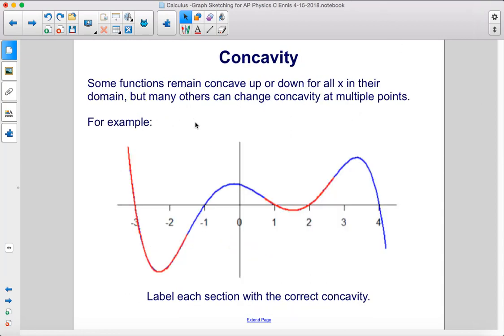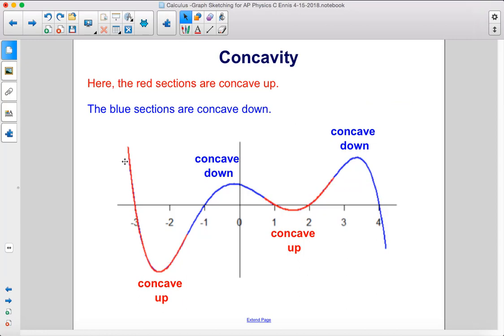Some functions remain concave up or down for all x in their domain, but many others can change concavity at multiple points. For example, label each section with the correct concavity. Here the red sections are concave up, here and here, and the blue sections are concave down.